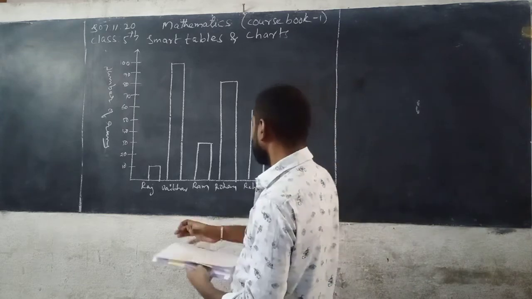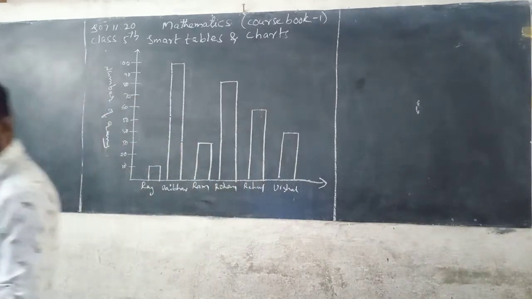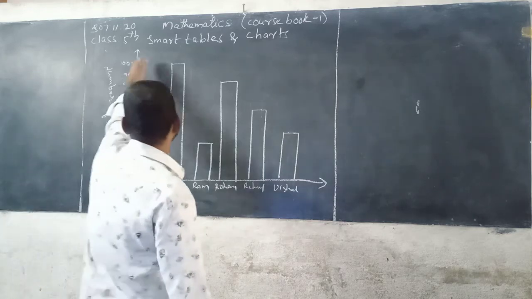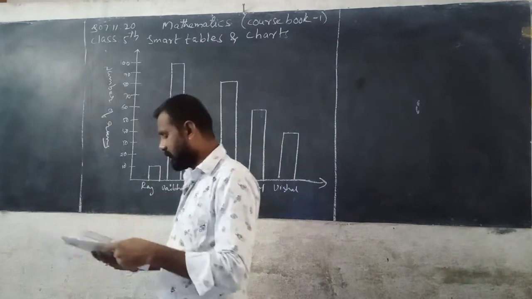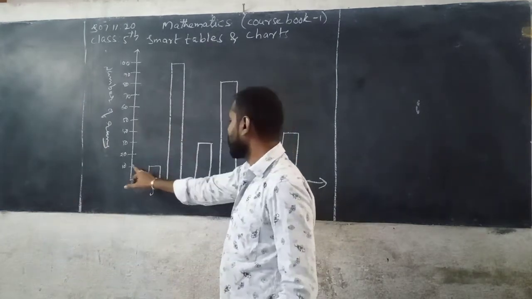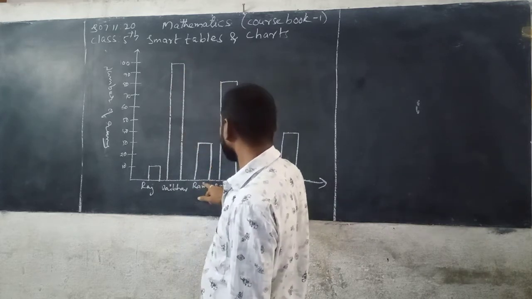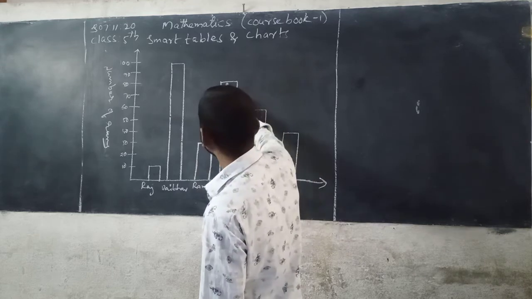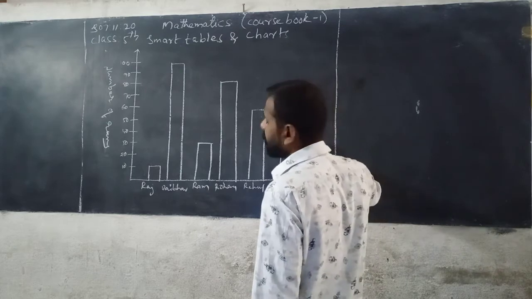See, these are the players' names. This is the runs. So this is the horizontal axis and this is the vertical axis. See here, Raju scored 10 runs. Vaibhav scored 100 runs. Next, Ram scored 30 runs. Rohan scored 80 runs. Rahul scored 60 runs and Vishal scored 40 runs.